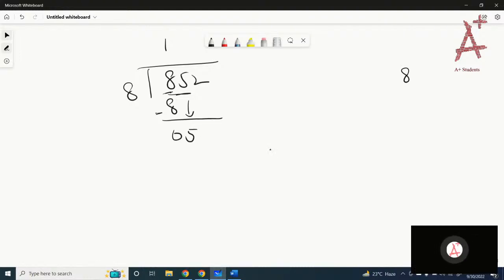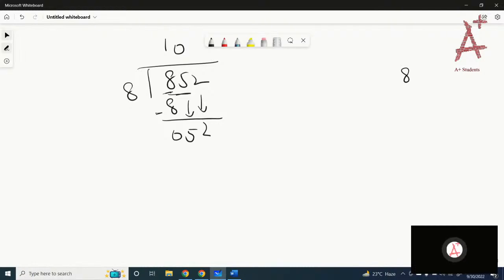Bring the 5 down. We cannot divide 5 by 8. We are bringing down two digits in the same step, so you have to add a 0 in the answer. Got it? Because in one step you bring one digit down, but in the case when you have a digit that is smaller, you need to bring the next digit down. You need to put a 0 in the answer.